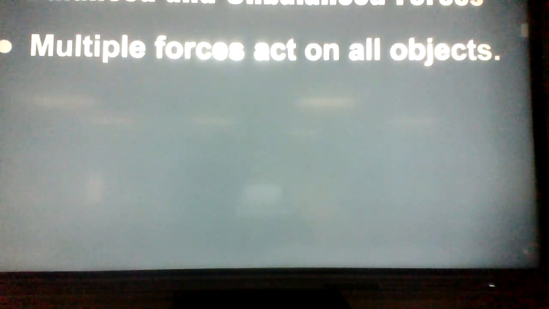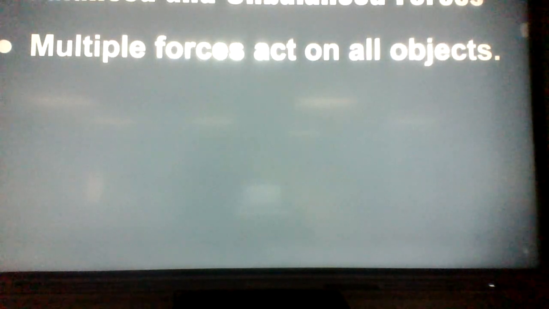Balanced and unbalanced forces. What do we mean by that? Well, consider sitting on a chair. Lift your feet up off the ground and notice the chair is holding you up. You're not going through. The force of your weight pushing onto the chair is balanced by the chair's force pushing back up on your body. And we'll talk about that when we hit Newton's third law of motion later on.